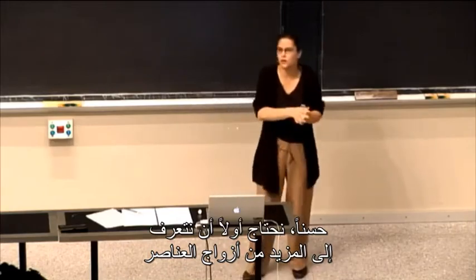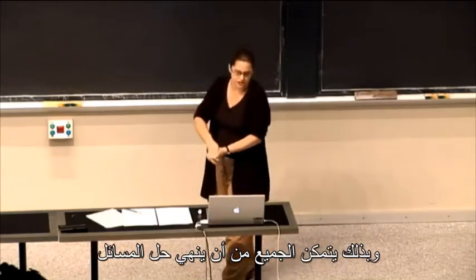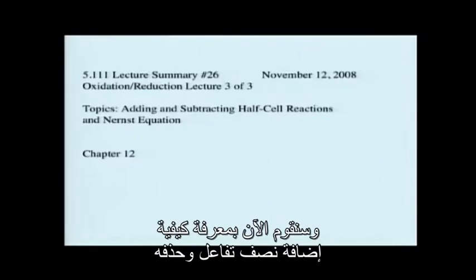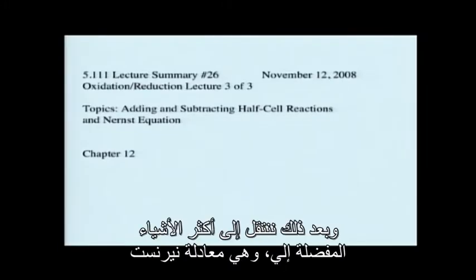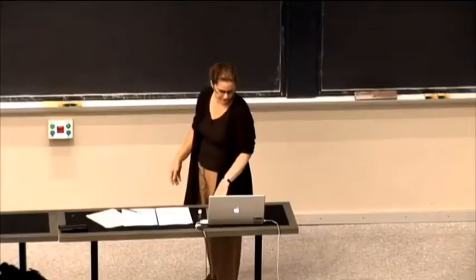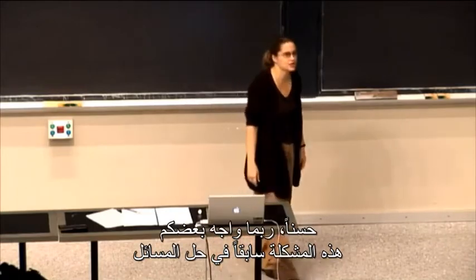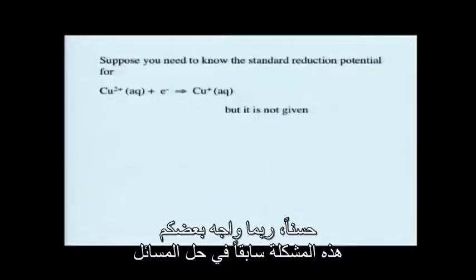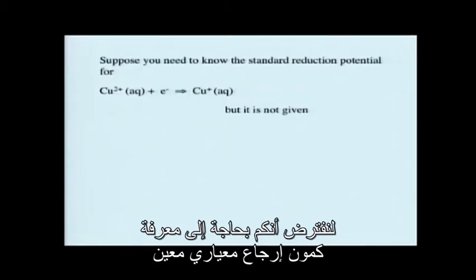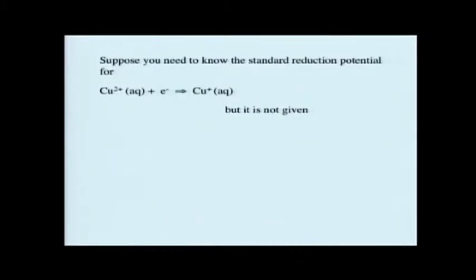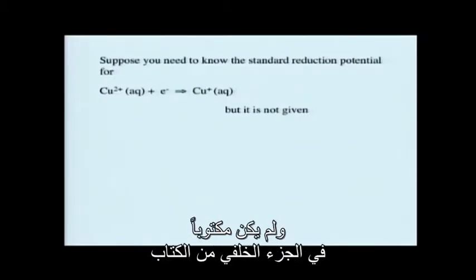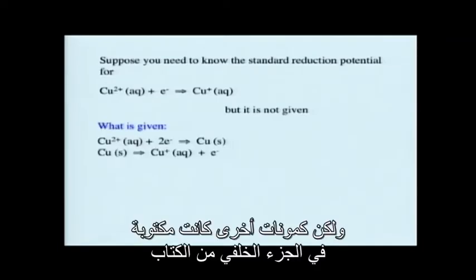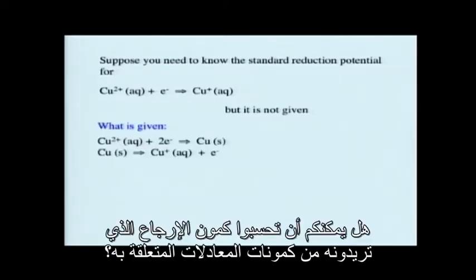All right, so we need to do a couple more things first so everyone can finish their problem sets. And the things we're going to do is we're going to look at adding and subtracting half-cell reactions and then get to one of my favorite things, which is the Nernst equation. All right, so some of you may have encountered this problem on the problem set already. Suppose you need to know a standard reduction potential, and it's not given to you in the back of the book. But other things are given to you in the back of the book. Can you calculate the thing you need from related equations?